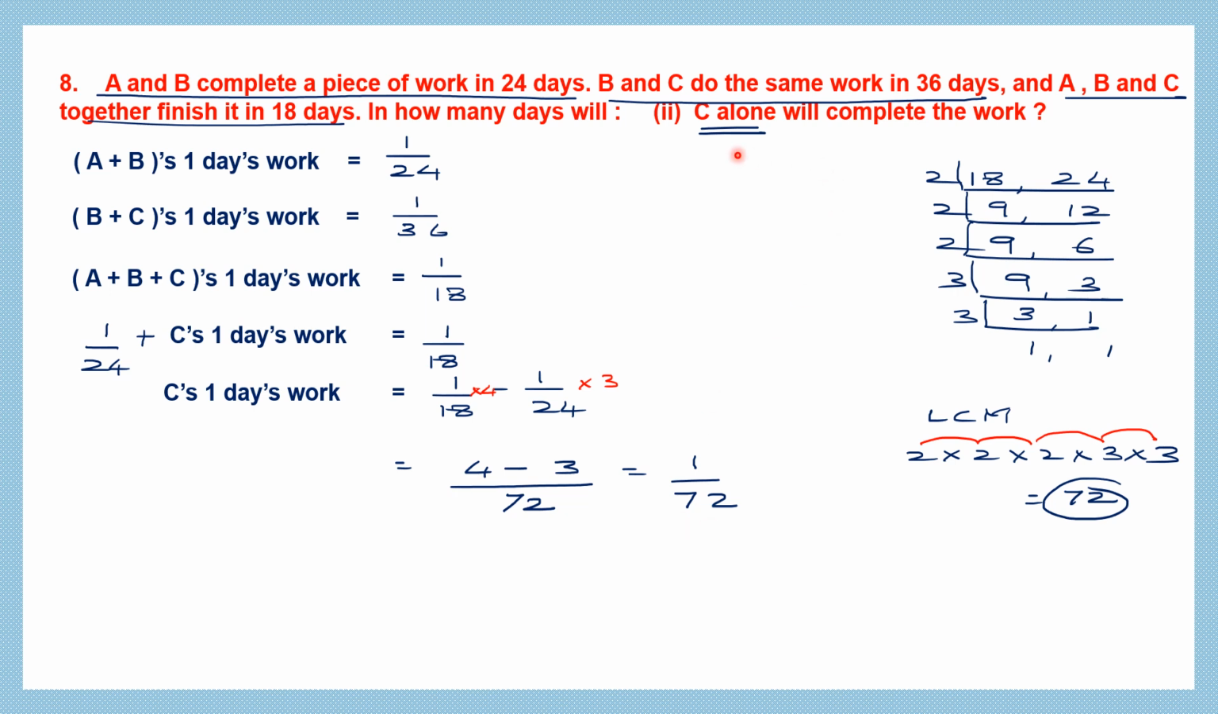That means to find the number of days C will take to complete the work, we just have to write the reciprocal of 1 by 72. So C will complete the work in 1 by 72. Reciprocal is 72 by 1, which is 72 days. So C will complete the work in 72 days. So that is our answer.